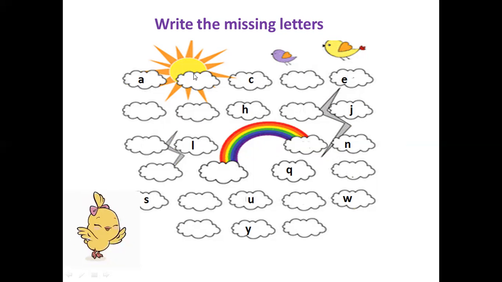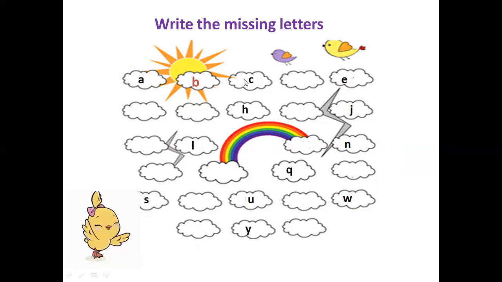So what comes after A? Is it C? No, it is B. And how will you write the letter B? Look here. A standing line and then a complete curve at the middle. This is the lowercase b.